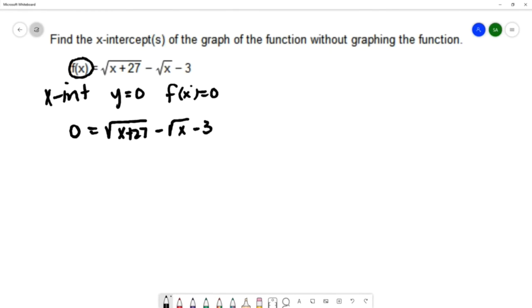So we're going to start by isolating this radical here. And I first want to add it to both sides. So that'll be isolated on the left.